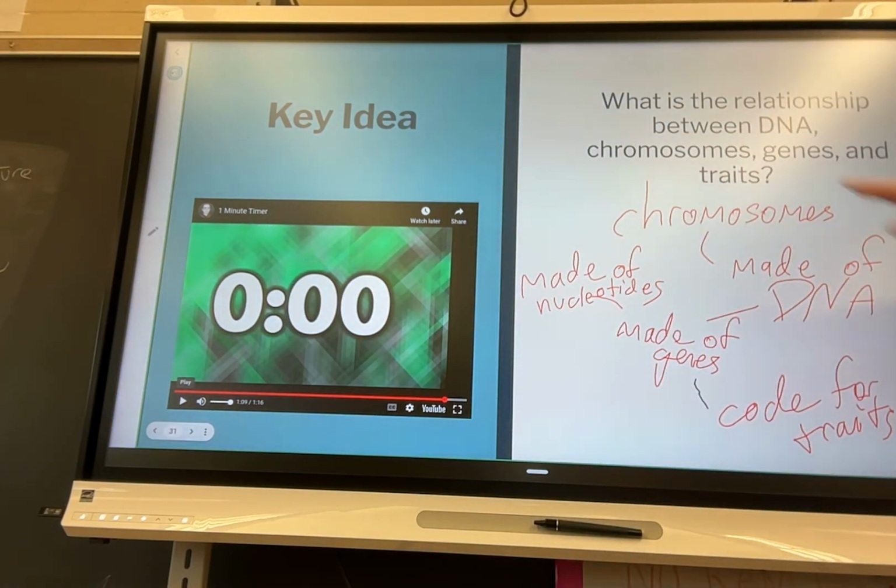So our chromosomes are wrapped up pieces of DNA. The DNA is made of genes, which is coded by nucleotides. Those nucleotides code for our genes. Those genes indicate what traits we are going to have. That is a type of chromosome. X and Y.